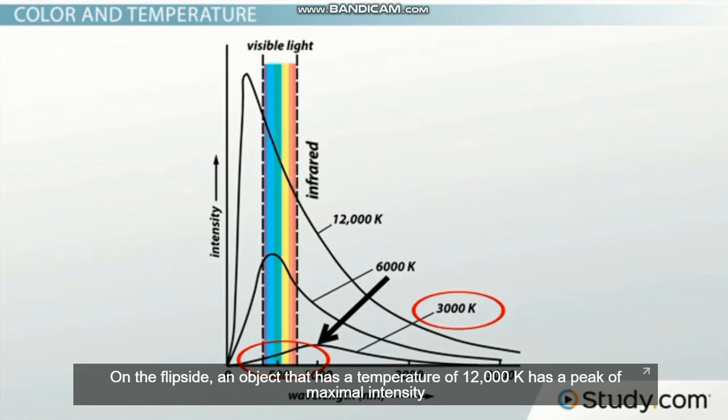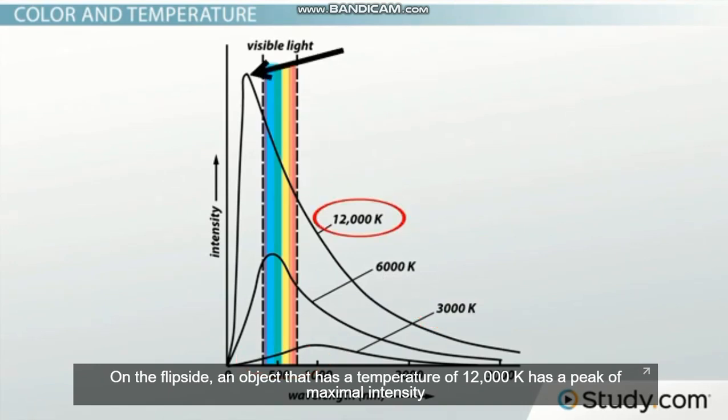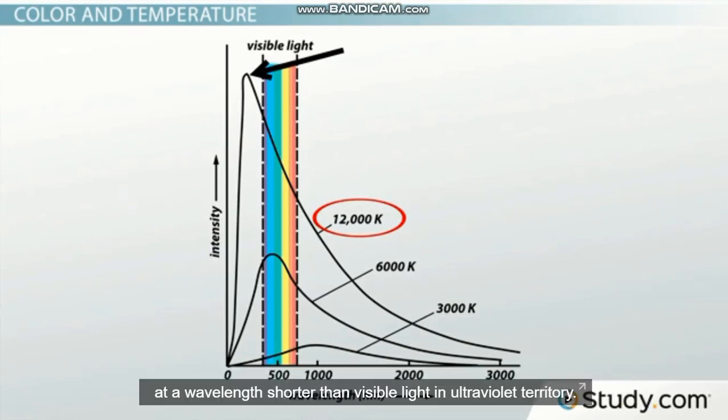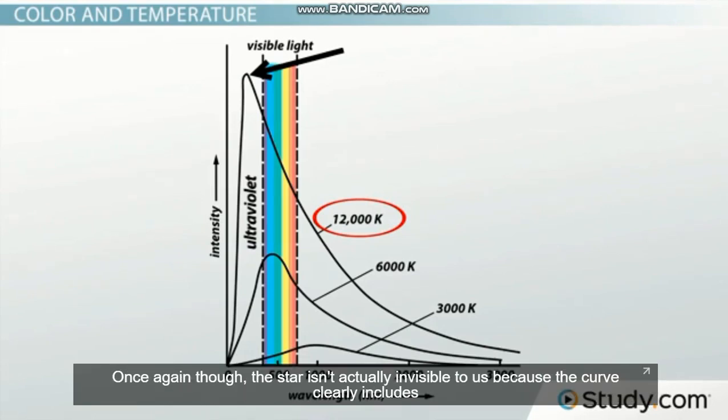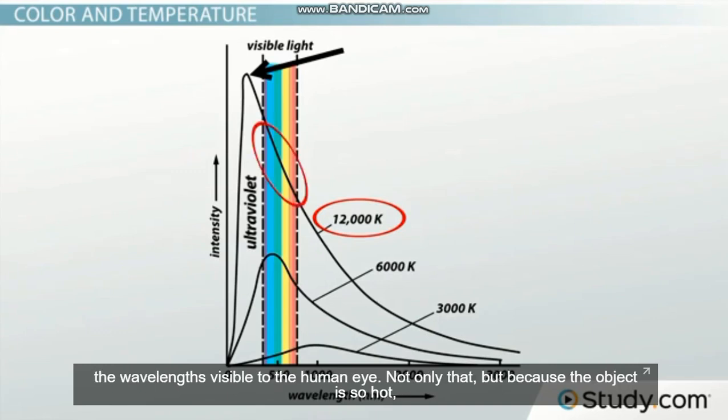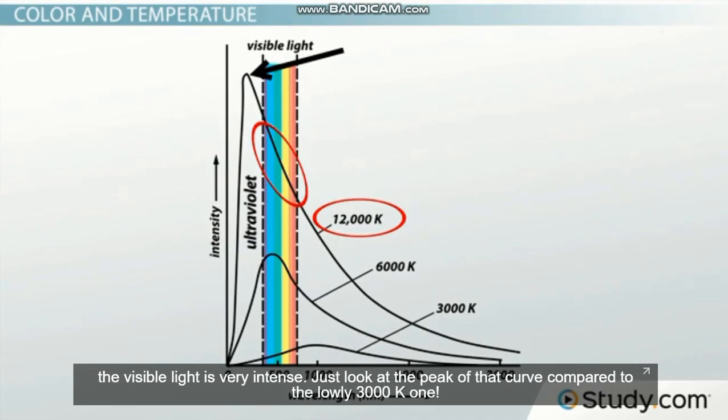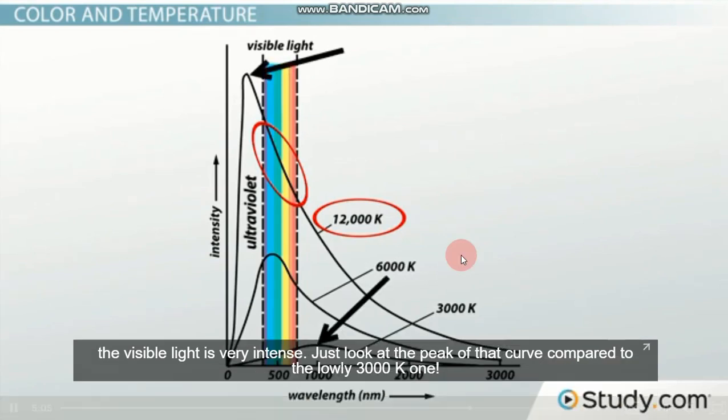On the flip side, an object that has a temperature of 12,000 Kelvin has a peak of maximal intensity at a wavelength shorter than visible light, in ultraviolet territory. Once again, the star isn't actually invisible to us because the curve clearly includes the wavelengths visible to the human eye. Not only that, but because the object is so hot, the visible light is very intense. Just look at the peak of that curve compared to the lowly 3000 Kelvin one.